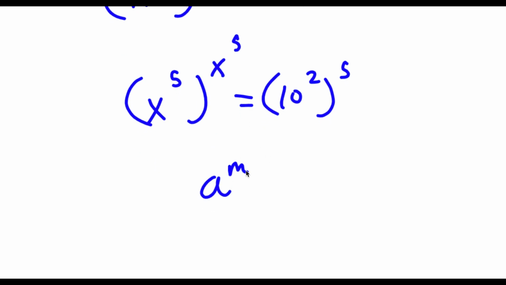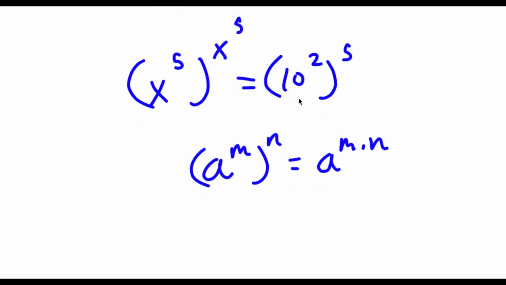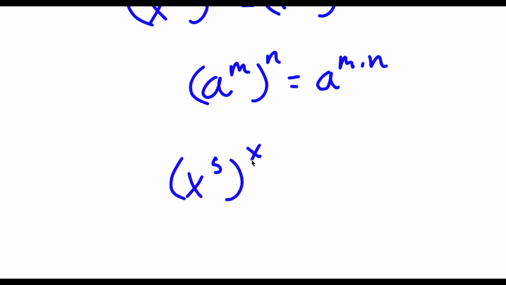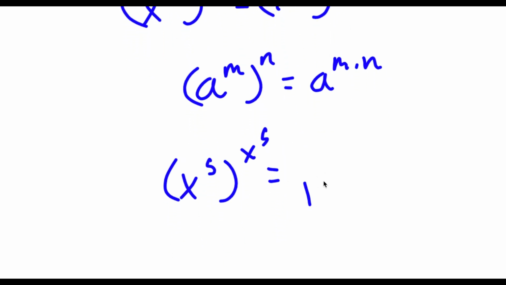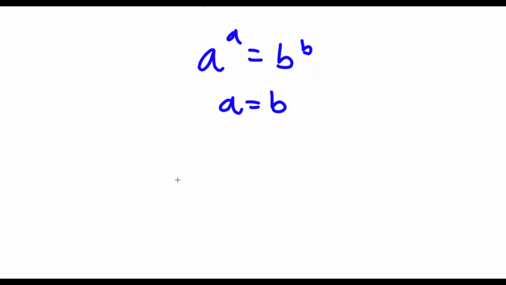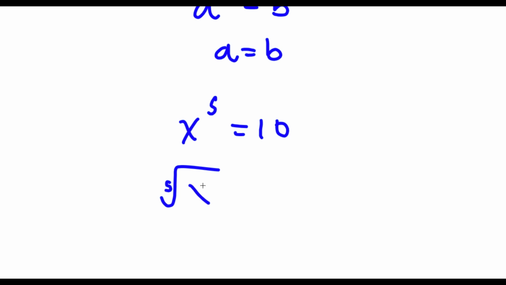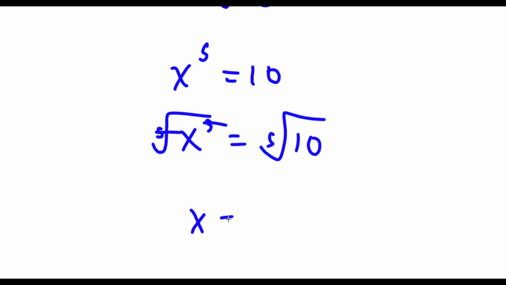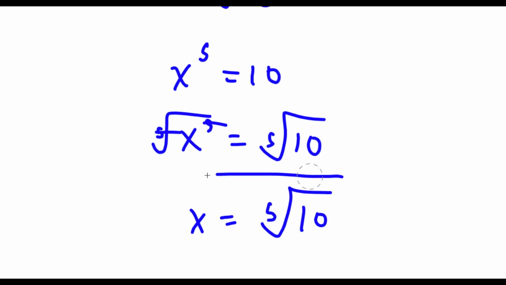Now, if I have something in the form a to the power of m to the power of n, this is equal to a to the power of m times n. So 10 to the power of 2 to the power of 5 is going to equal 10 to the power of 2 times 5, which is the same thing as 10 to the power of 10. Now, if I have something in the form a to the power of a is equal to b to the power of b, this means that a is equal to b. So in this case, x to the power of 5 is equal to 10. Now I'm going to take the fifth root on both sides. Then these two cancel out, and now I'm left with x is equal to the fifth root of 10. So this is my answer.